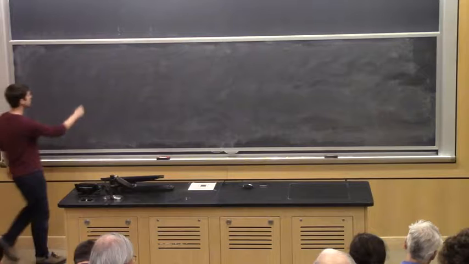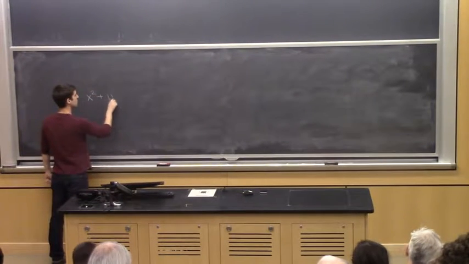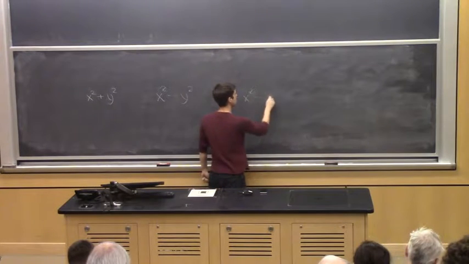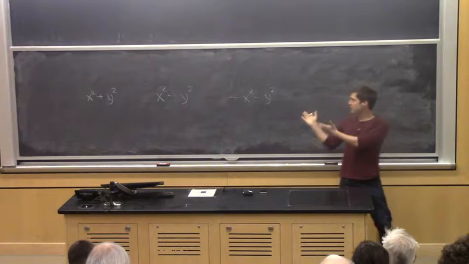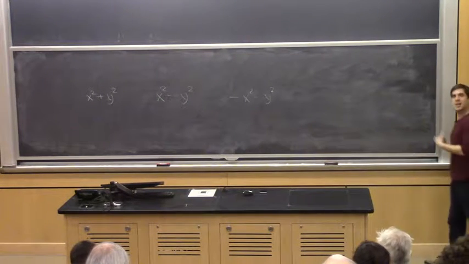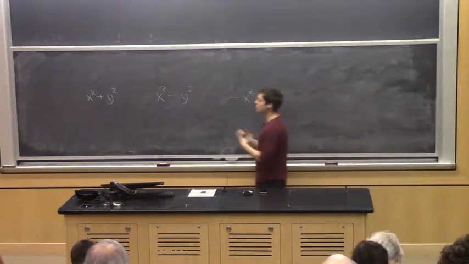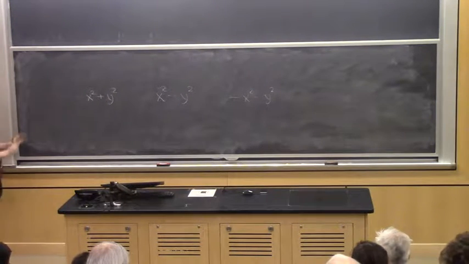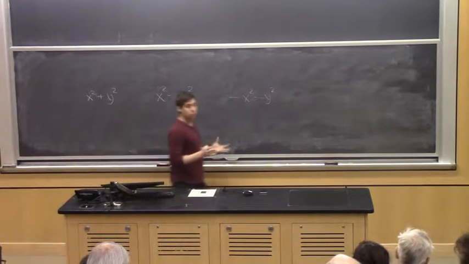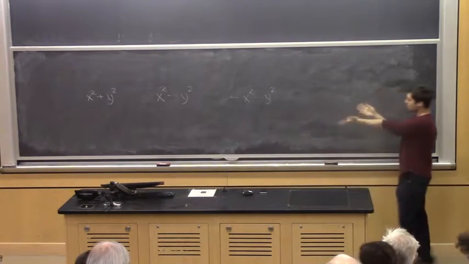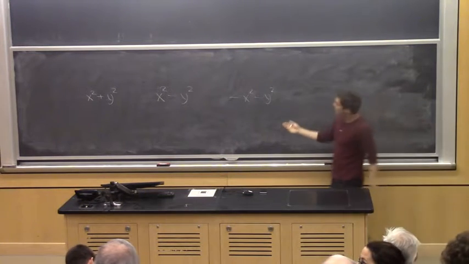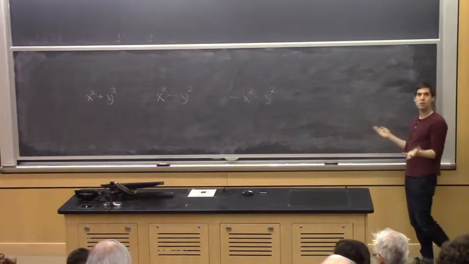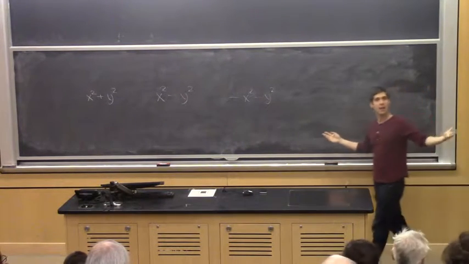By quadratic form, I just mean a homogeneous quadratic polynomial in some number of variables. So here are some examples of quadratic forms in two variables. And one of the most basic questions that you can ask about quadratic forms is whether or not they're equivalent, meaning can you make a linear change of coordinates that transforms one into another? And the answer to that question will depend in general on what ring you're working over.